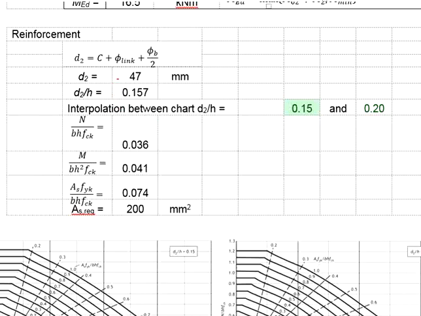We do not have the chart for 0.157, but we do have the charts for 0.15 and 0.20. So the solution was, we find the AS value on the basis of 0.15 and we find another one on the basis of 0.2. Later we do some interpolation. We do the interpolation against 0.157 in order to conclude the final AS.